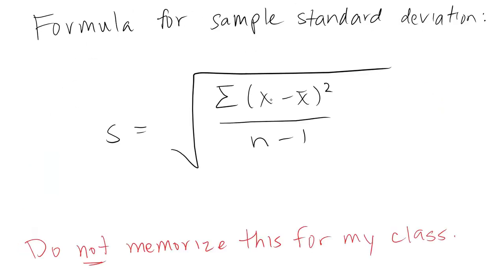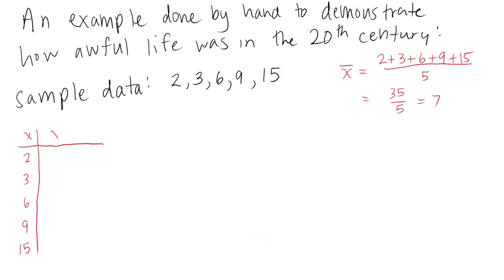And now again, jumping back to the formula, we take each value of the variable and we subtract the mean in that order, x minus x bar. So we do 2 minus 7, which is negative 5. Then we do 3 minus 7, which is negative 4. And 6 minus 7 is negative 1. And 9 minus 7 is 2. And 18 minus 7 is 8. And we have our 5 differences here.